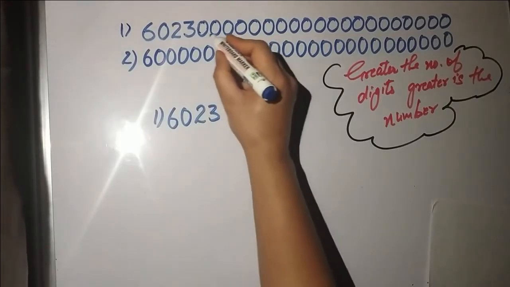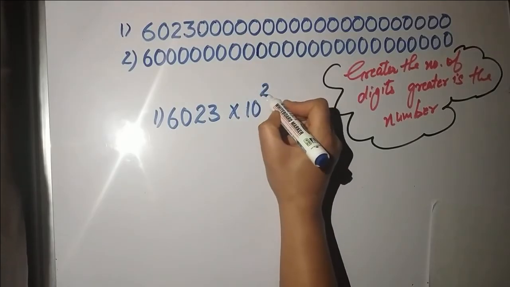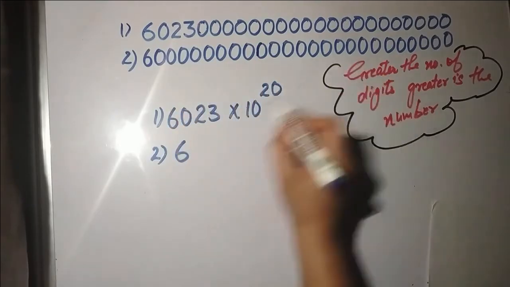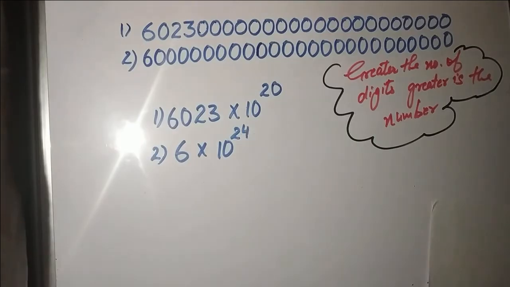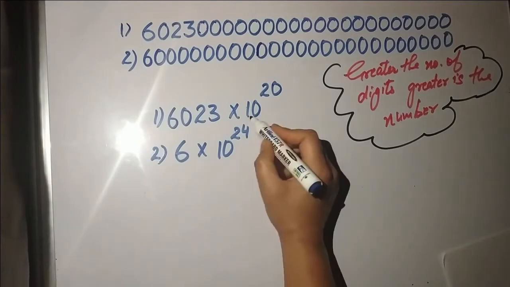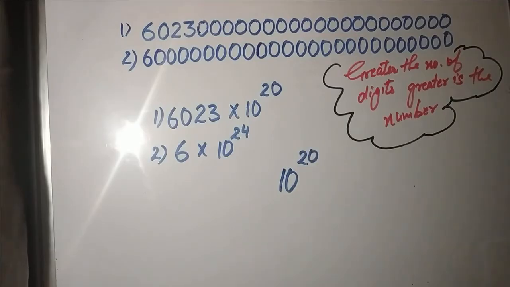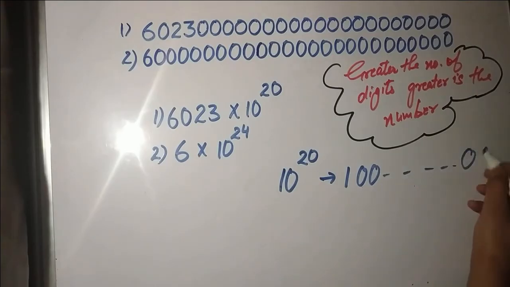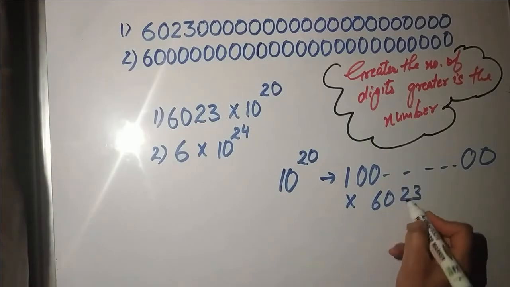how many zeros are there? If I count them, they are 20 zeros. And here these are 24 zeros. Okay? So 10 raised to power 20 means, please pay attention here, 10 raised to power 20 means 1 followed by 20 zeros. And when you'll multiply this with 6023, what will you get?